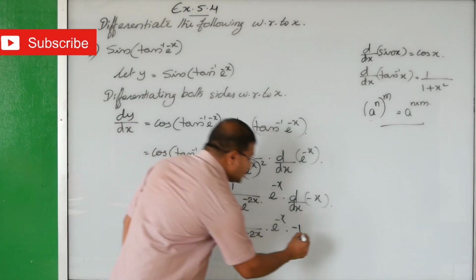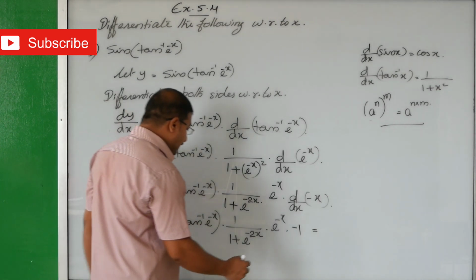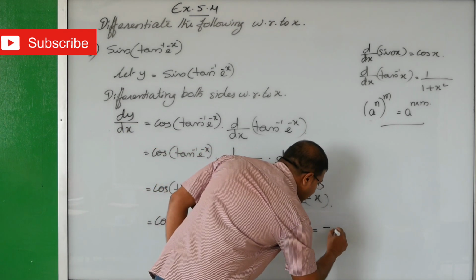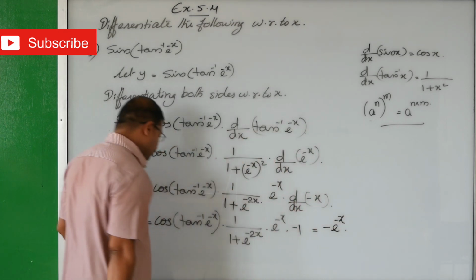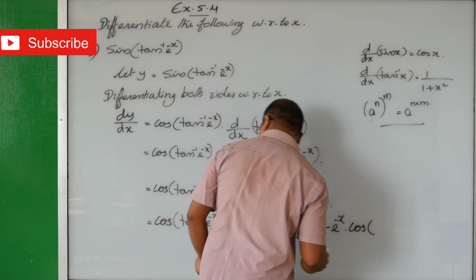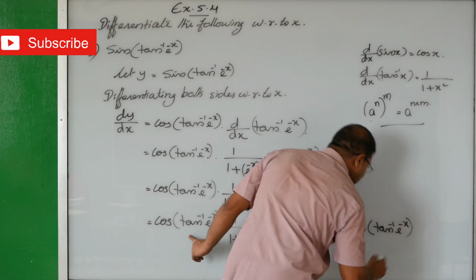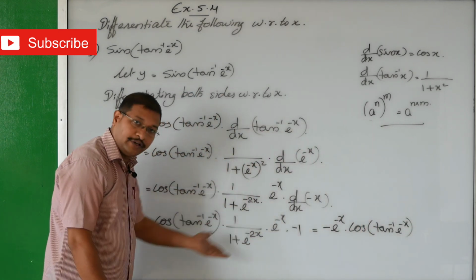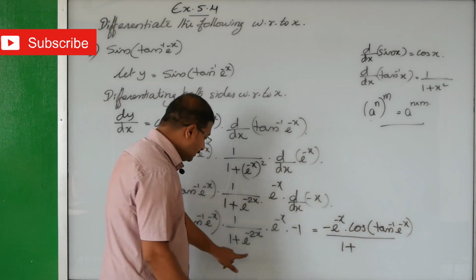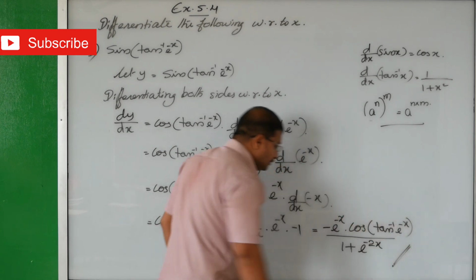Okay. So, this equals, what will you do? Of course, this minus 1 means minus, you can take it in the front side. That means minus, after that, e raised to minus x we can write in the beginning, e raised to minus x into the balance. What is that? Cos of tan inverse e raised to minus x, numerator is over, now denominator, divided by 1 plus e raised to minus 2x. This is the answer.